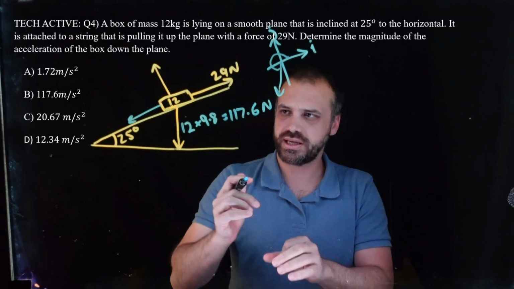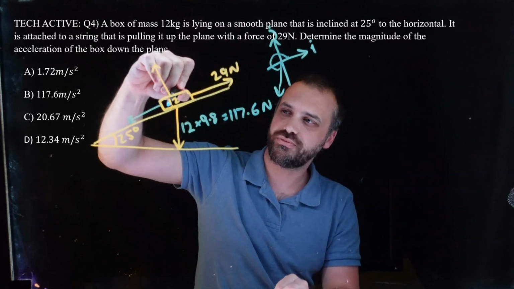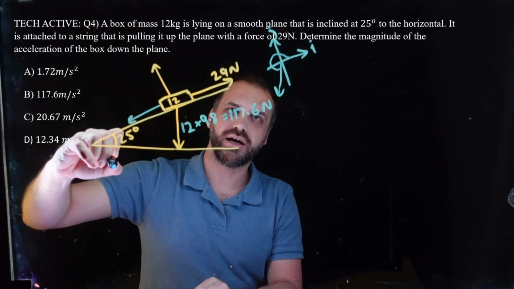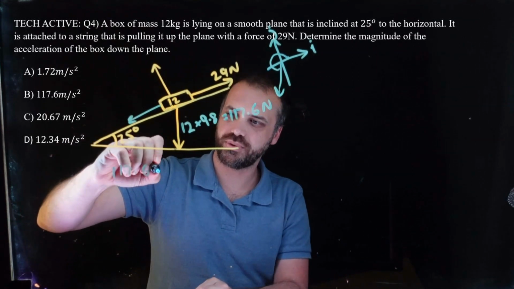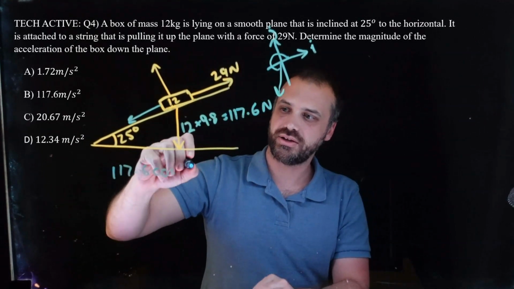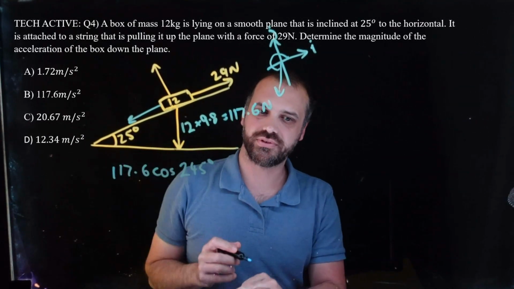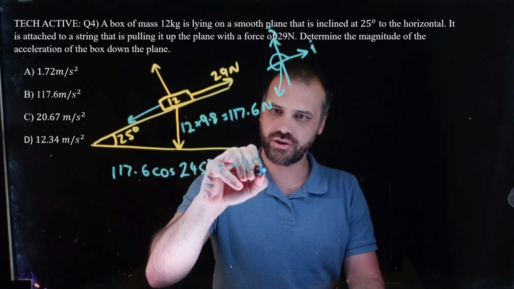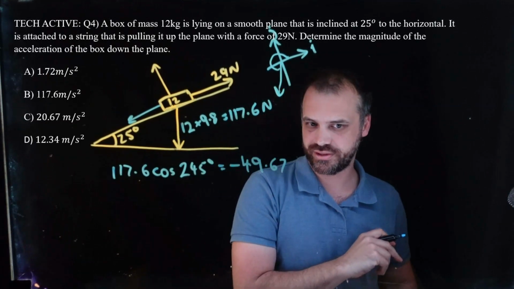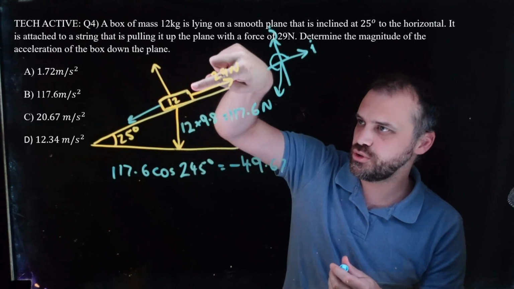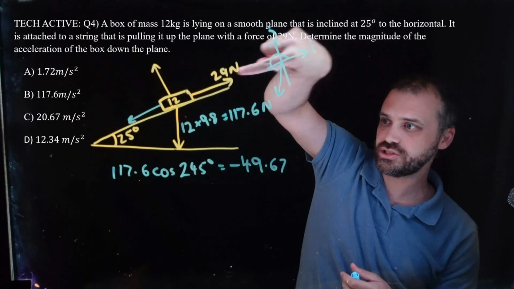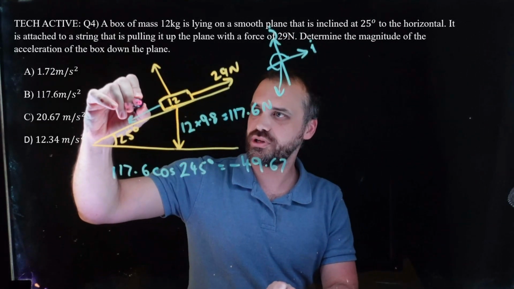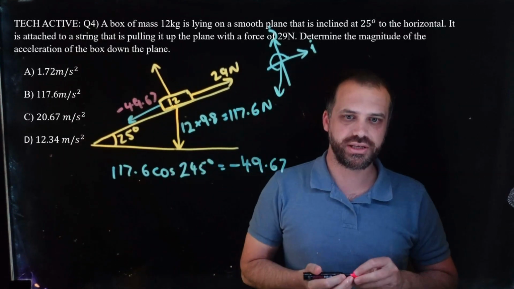Alright, so that means that if I want to know how much of this vector is in the I direction, I can just do the magnitude of it, 117.6, cos the angle, 245 degrees. Alright, when I do that, I get negative 49.67. That makes sense, because it's moving in this direction. This is our I direction here, so we would expect a negative value. So that negative 49.67 is this value right here.